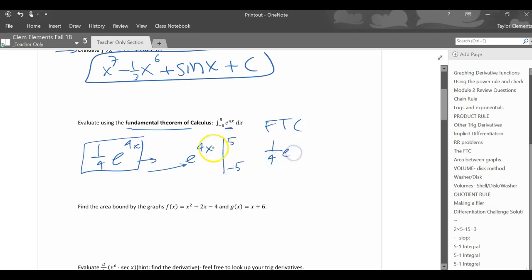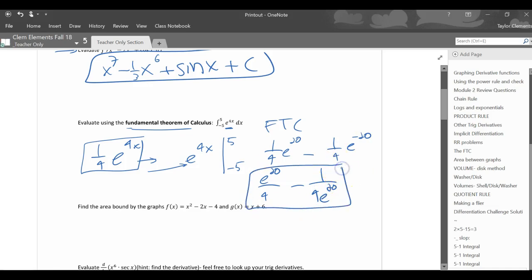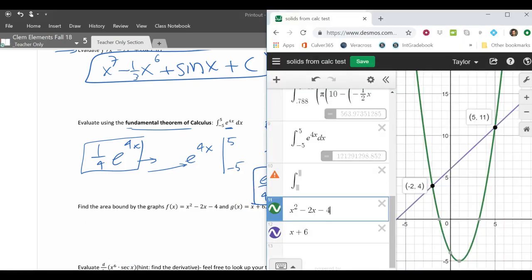1/4 e to the 4 times 5 is 20. So that's just e to the 20th over 4. Minus, same thing, now plug in negative 5, so that would be 1/4 e to the negative 20, which is minus 1/4 e to the 20. That's what the negative exponent means at the bottom. I would accept this answer, but let's just go ahead and see real quick what it would give us. So let's go to the calculator.